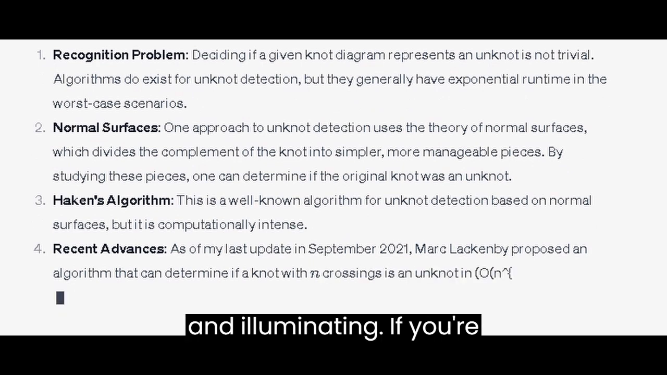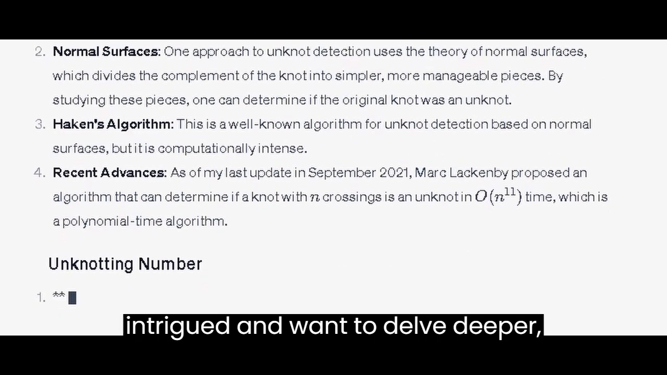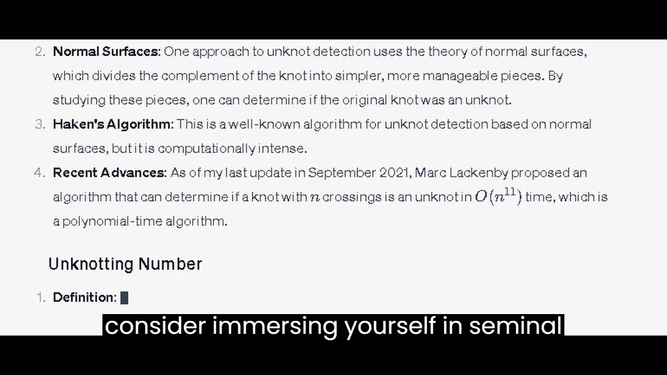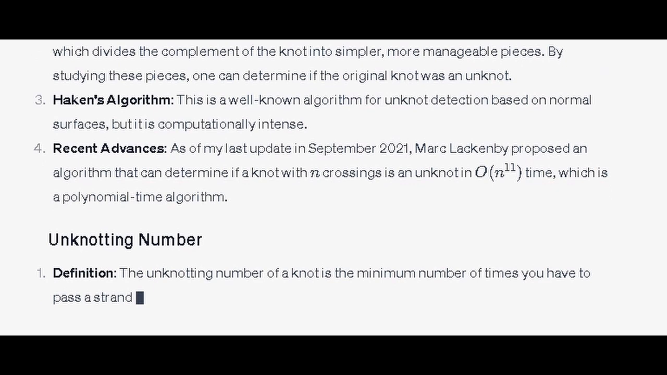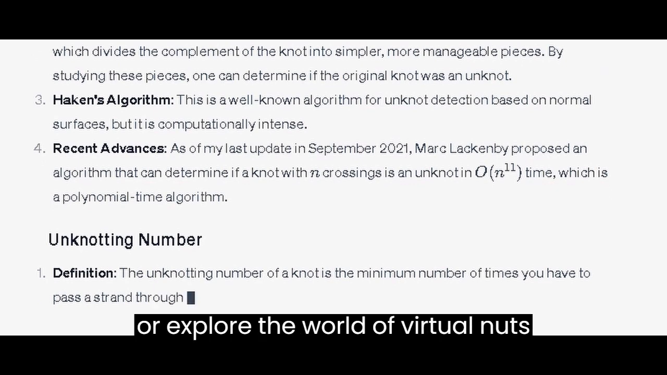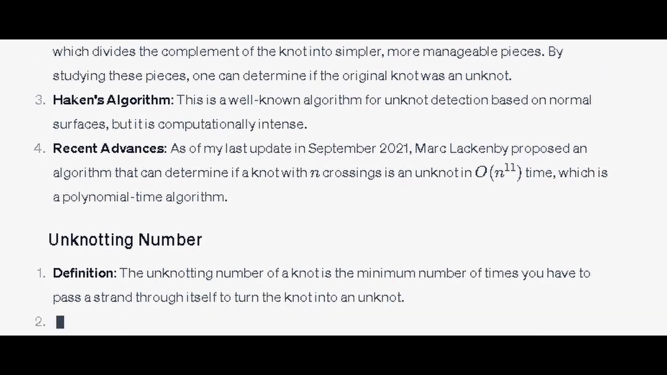If you're intrigued and want to delve deeper, consider immersing yourself in seminal texts like The Knot Book by Colin Adams, or explore the world of virtual knots through the work of Louis Kauffman.